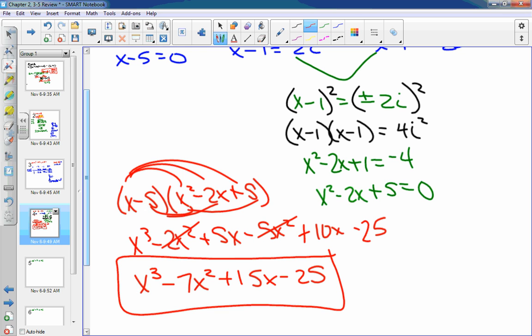4i squared is negative 1 to give me the negative 4. Bring this over. Then these two are going to be married together. Whenever I say these two, I mean those ones right there. And it's a matter of just foiling from there. Okay? Are we good? You have one of those tomorrow.